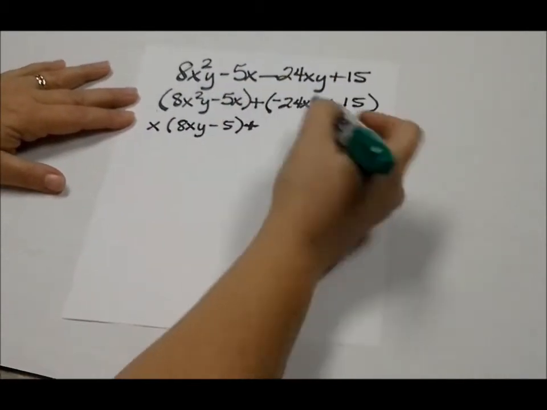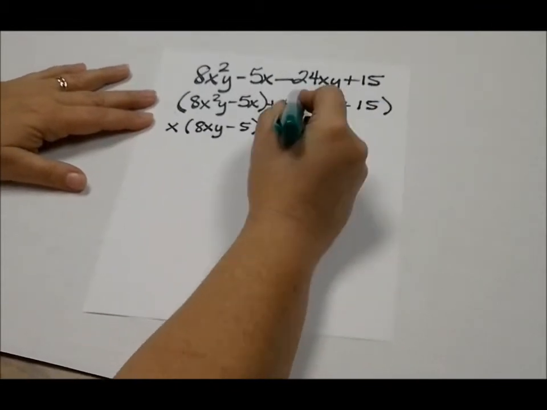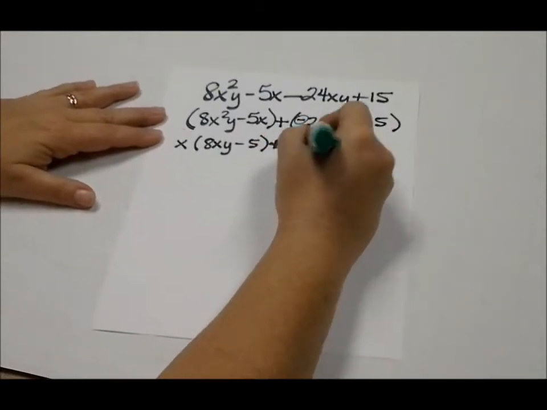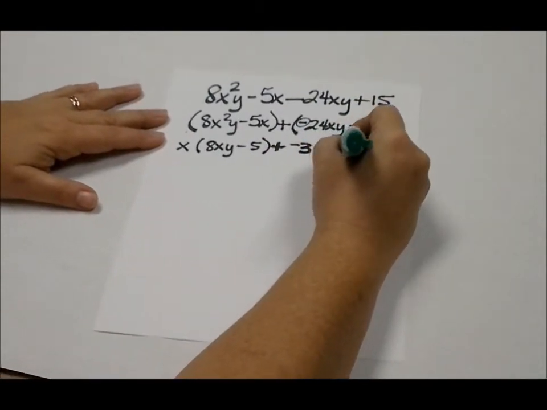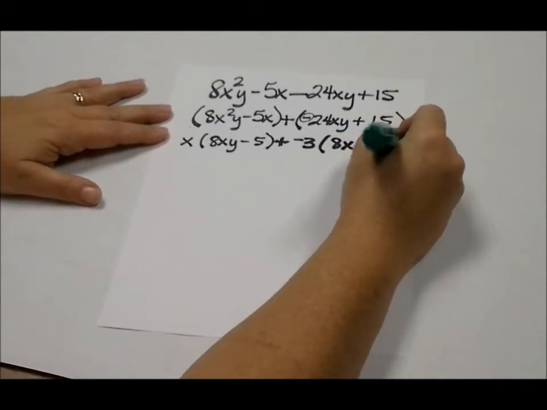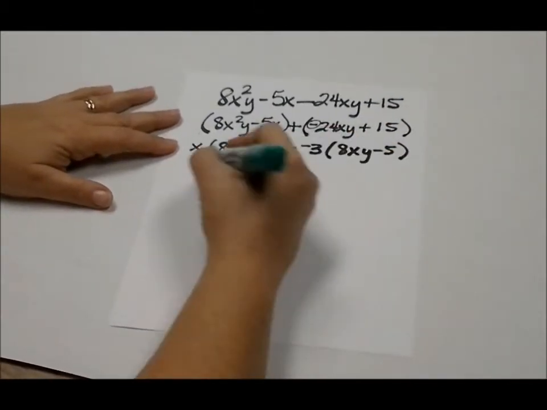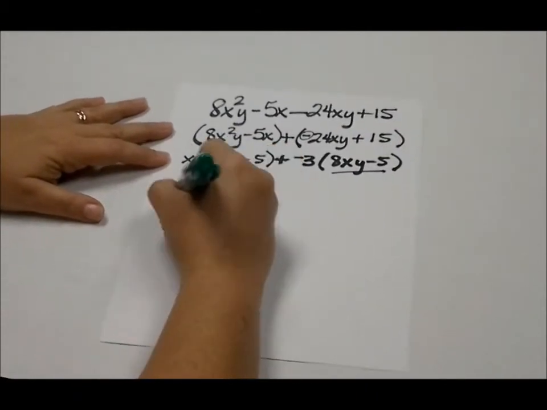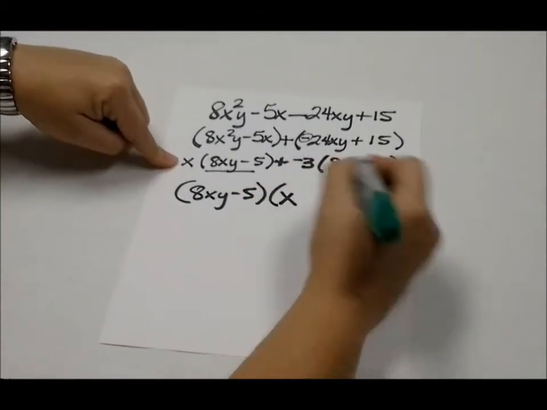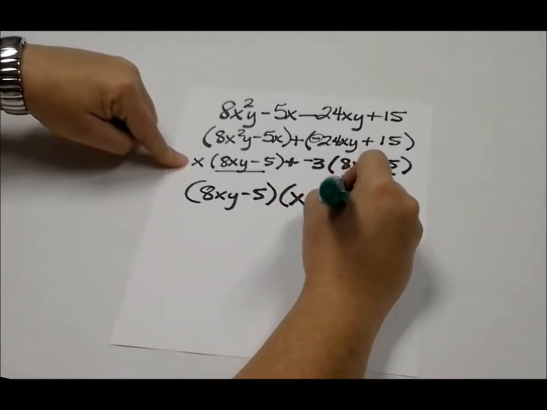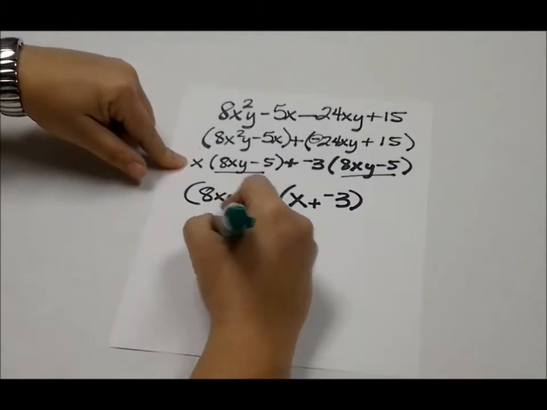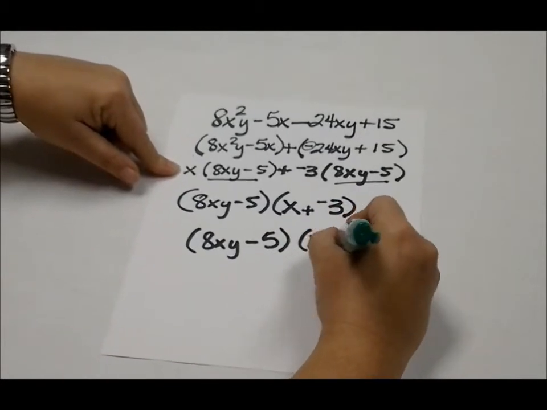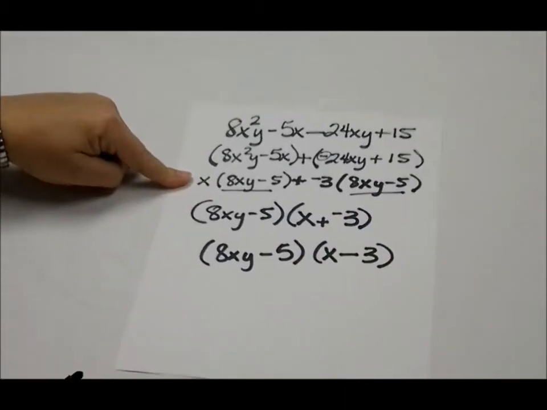And then I'm going to take out a negative because that leading term is negative, and I'm going to take out a negative 3, and I'm going to get 8xy minus 5 again. My term then that is common to both of these is 8xy minus 5, and I'm left with x, and a lot of times kids will say plus negative 3, but I want them to go to one sign and write x minus 3 for that second term.